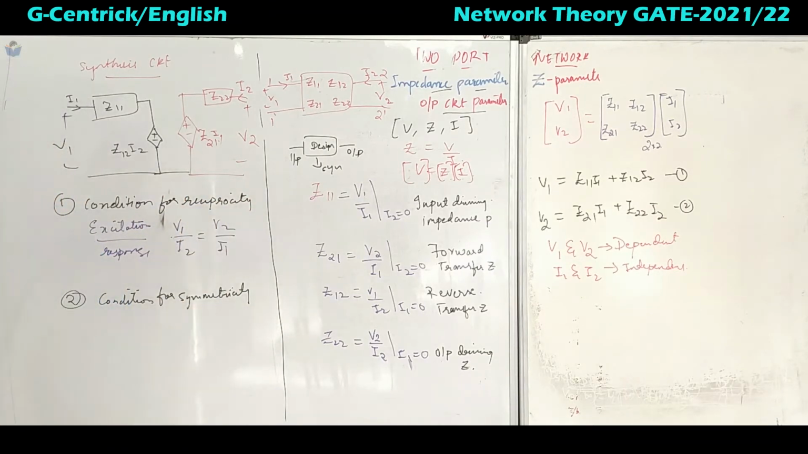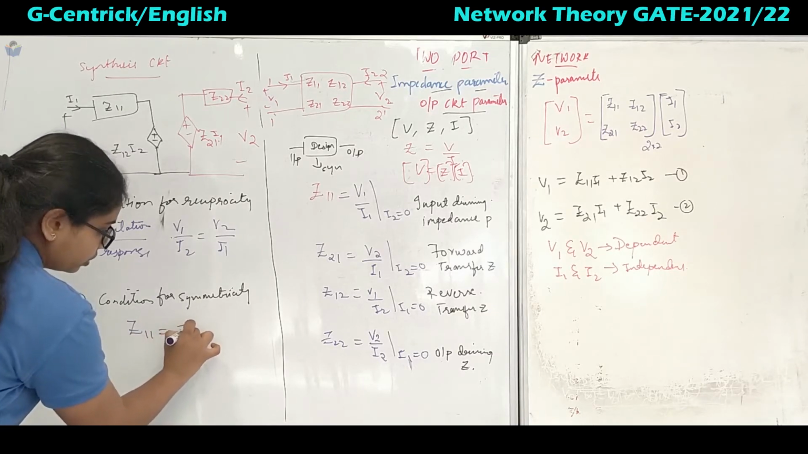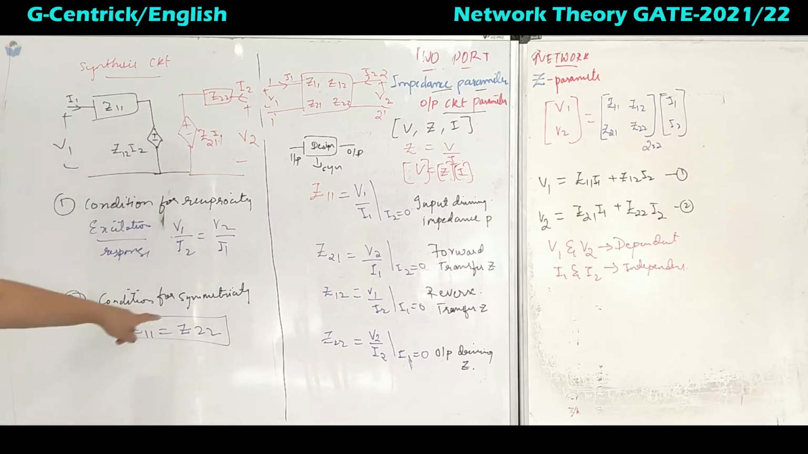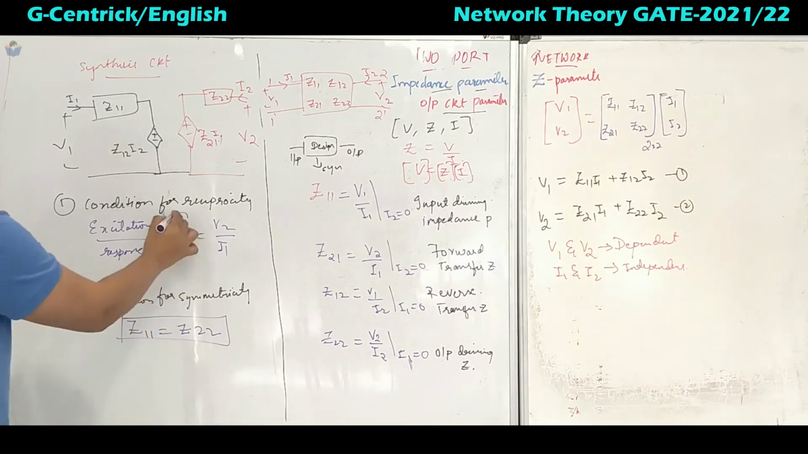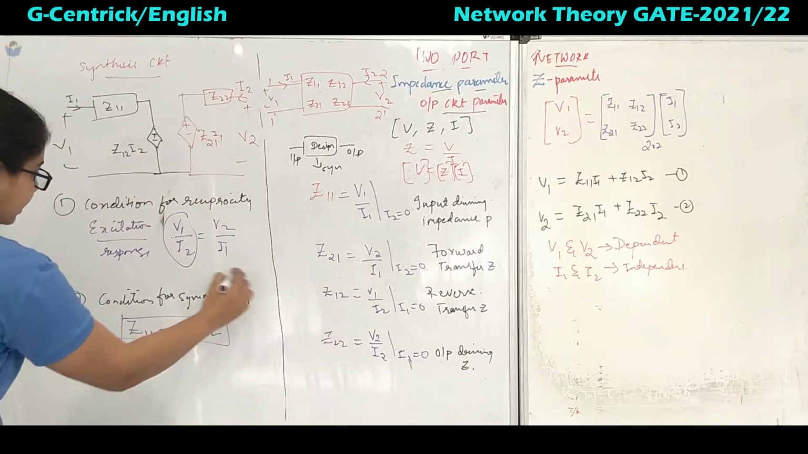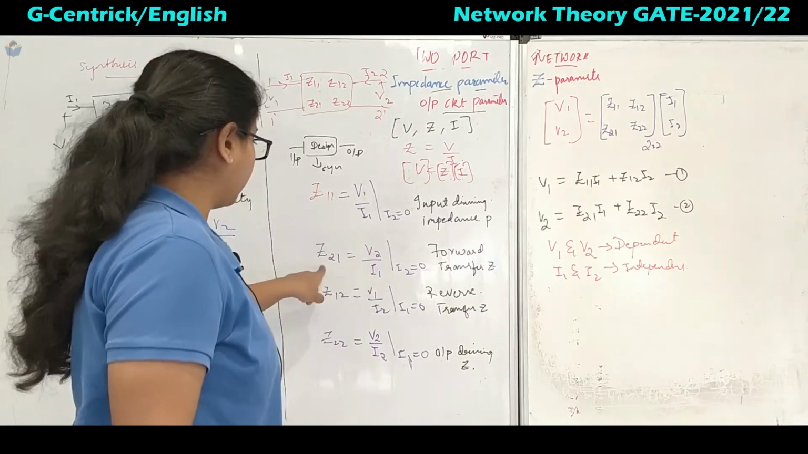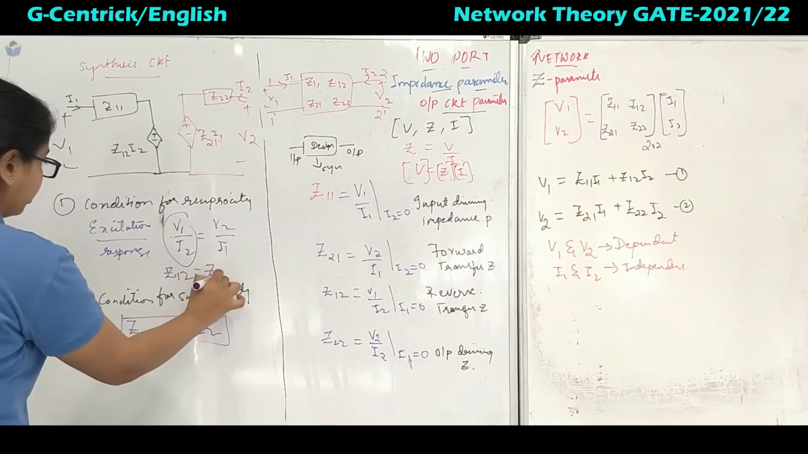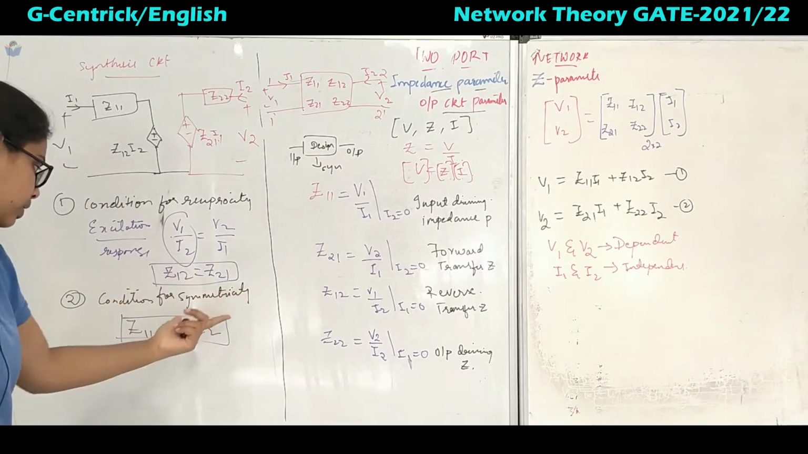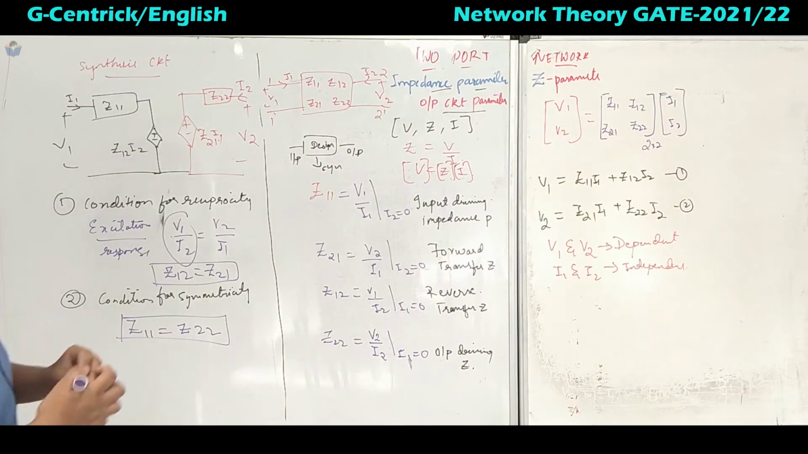Now coming to symmetricity, what it says is Z11 equal to Z22. This is the condition for symmetricity. Now V1 upon I2 indicates Z12, and V2 upon I1 indicates Z21. So for reciprocity this will be satisfied, and for symmetricity the diagonal elements should be equal. So this is about the Z parameter.